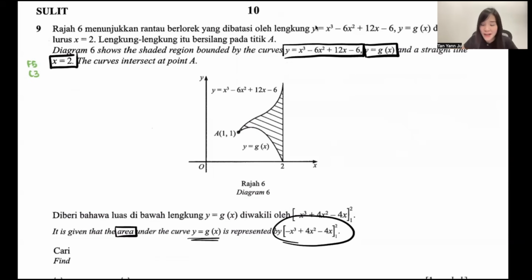So now they say the area under the curve y equals g(x) is represented by this. You know where is the area under the curve? Wait, I highlight for you. Under the curve y equals g(x). So guys, g(x) is here. Under should be here. Can you guys see? This is the yellow color one. The area for this, okay?